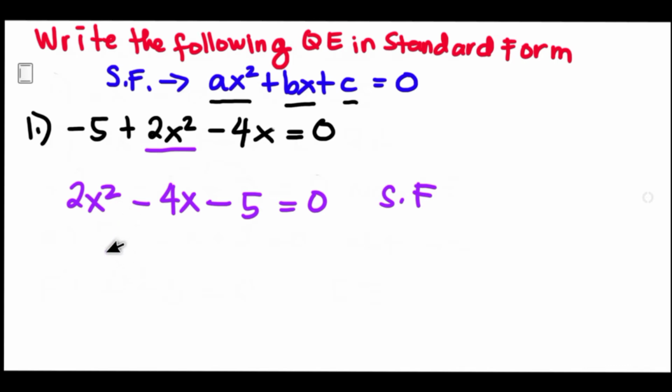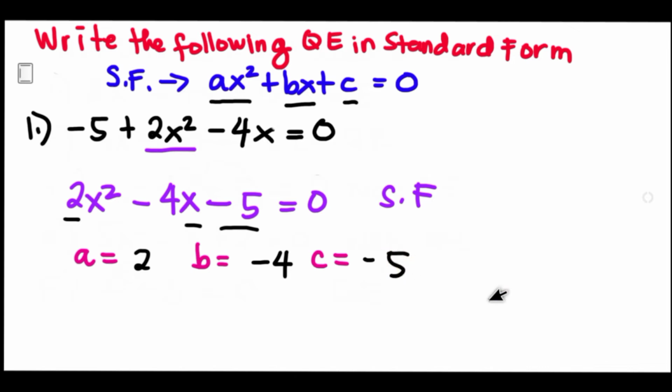Now, i-identify natin yung value ni A, B, at ni C. So, dahil tapos na tayo sa standard form, identify natin yung value ng A, B, at saka C. So, yung A, yun yung kasama ni x squared. Yun ay 2. Yung B naman, kasama ni x. So, negative 4 yun. And then, yung C, yung constant, yung pinakadulo, negative 5. So, yan yung value ng A, B, and C.